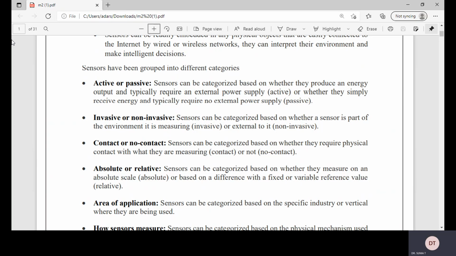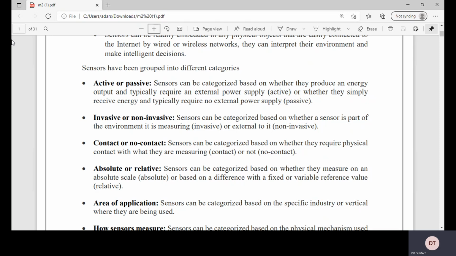Those sensors which are going to produce an energy output and typically require an external power supply are called active. And whether they simply receive energy and typically require no external power supply, those are called the passive sensors, which don't require the external power supply. So, active or passive sensors.